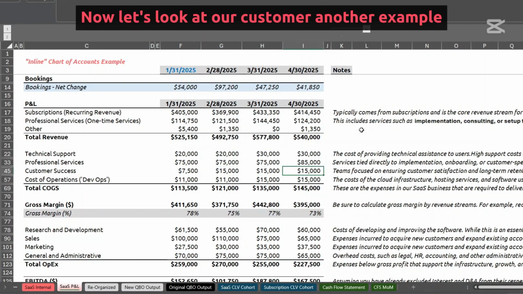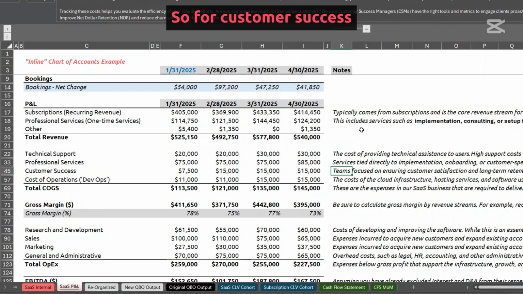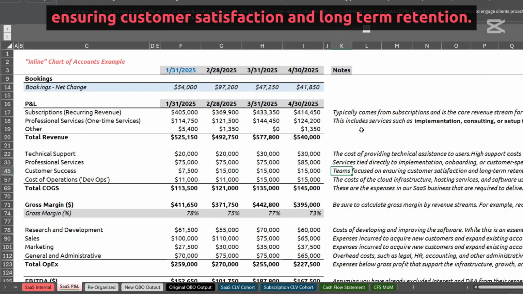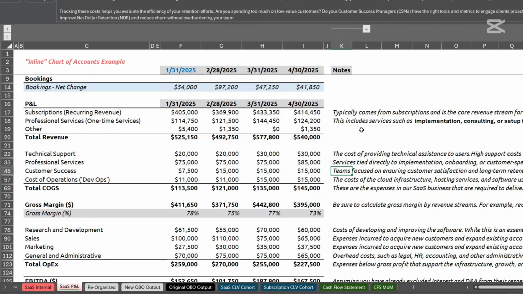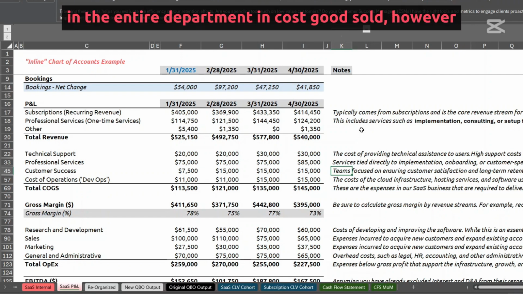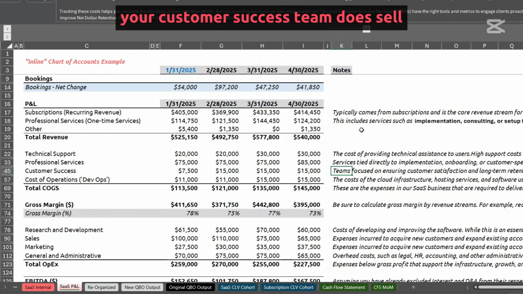All right, now let's look at another example, and this time we'll look at our customer success department. So for customer success, this particular department is focused on ensuring customer satisfaction and long-term retention. If customer success does not sell, which it can in some cases, you want to include the entire department in cost of goods sold. However, if some of your customer success team does sell, you want to include a little bit of cost somewhere in your operating expenses, probably in your sales line.